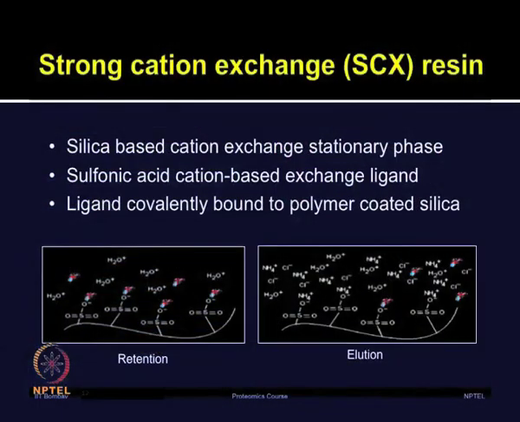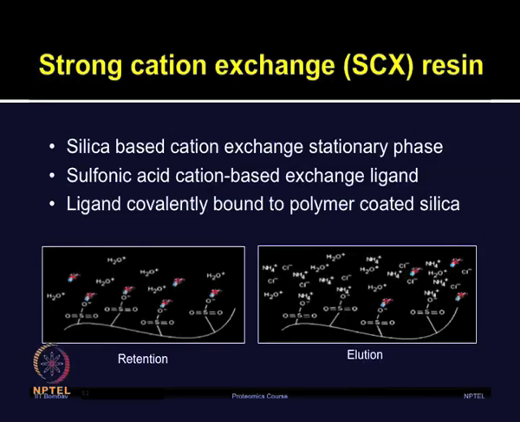Let us now talk about another separation technique which is also commonly employed in proteomics, which is strong cation exchange, or SCX. In SCX, a silica-based cation exchange resin is used in the stationary phase. Sulfonic acid cation exchange ligands are used. These ligands are covalently bound to the polymeric coated silica.